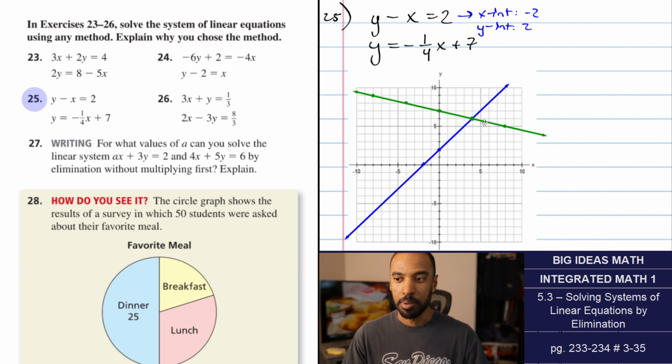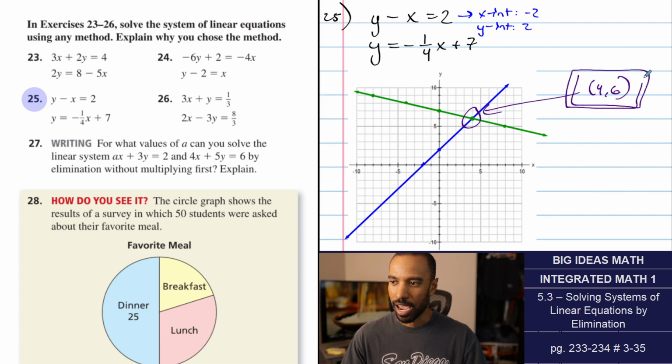Actually, well, some people just stop right here. And they're like, I graphed them. I'm good. You got to write where they intersect. But that ordered pair there is 4, 6. 4, 6. And that's the answer.